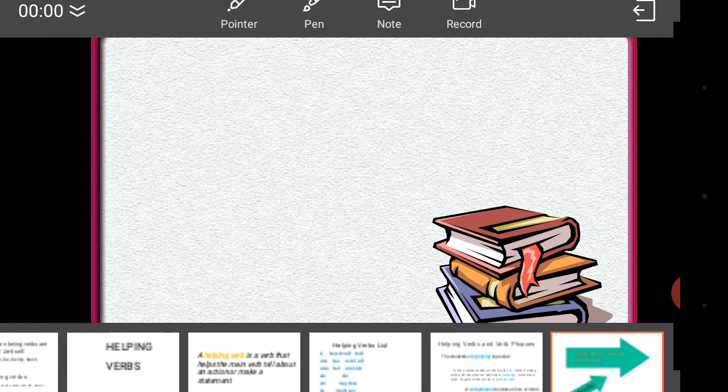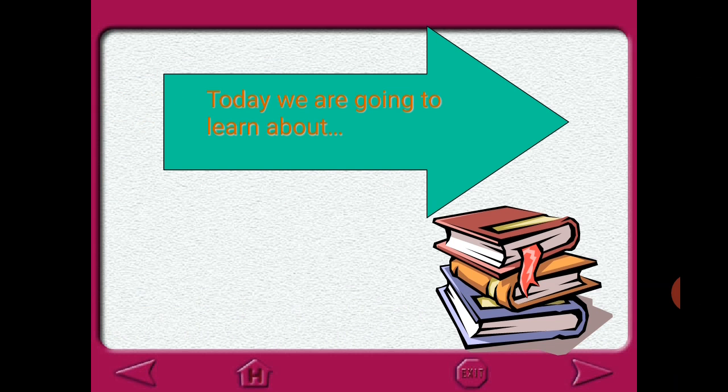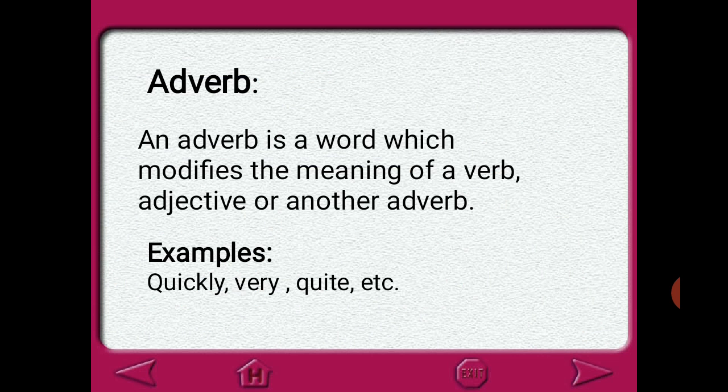Okay, children, now we are also going to talk about adverbs. An adverb is a word which modifies the meaning of a verb, adjective, or another adverb. Examples are quickly, very, quite, etc.